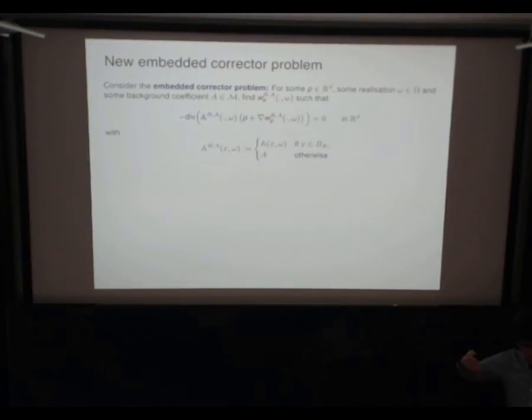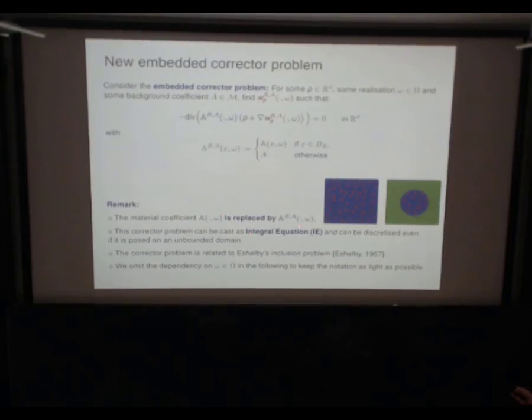Now you can, associated to this new field, define a corrector problem that is, for some direction P and some realization, and for some background coefficient A, you can find the solution to the PDE where now the original field was replaced by only considering whatever is in the ball BR and otherwise extending with this matrix A. Okay, now the good point here is that A is constant on the outside.